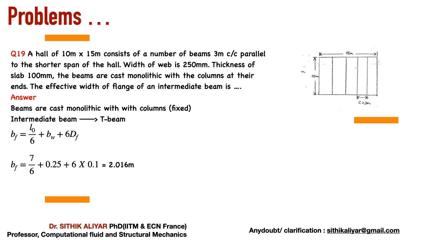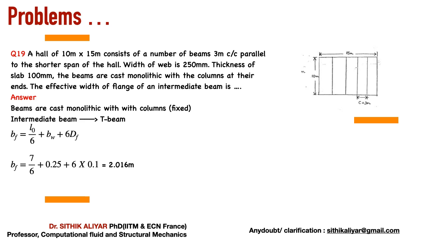So L naught will be equal to 0.7 into 10. It is 7 meter. So 7 is the L naught. 7 by 6 plus BW is given. Everything is given, you substitute. So the effective width is approximately 2 meter.